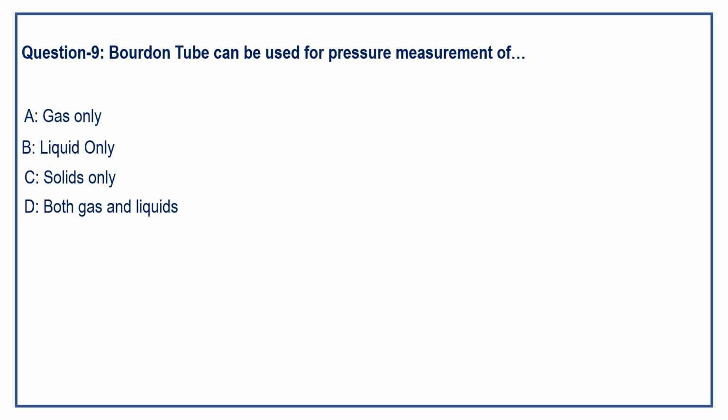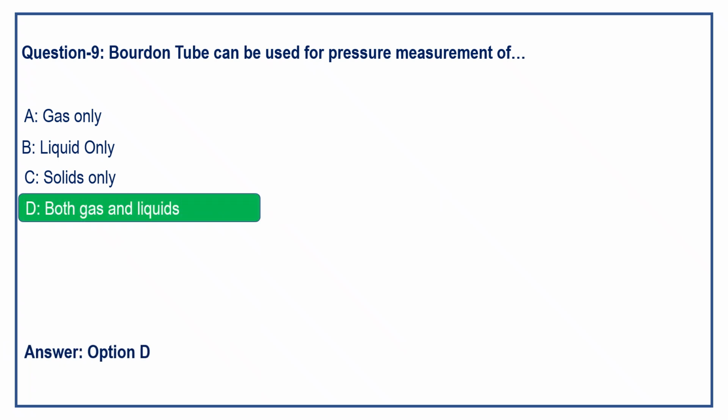And the right answer of this question is option D, both gas and liquids. Yes, the Bourdon tube can be used for the pressure measurement of gas and liquids. So the right answer is option D.